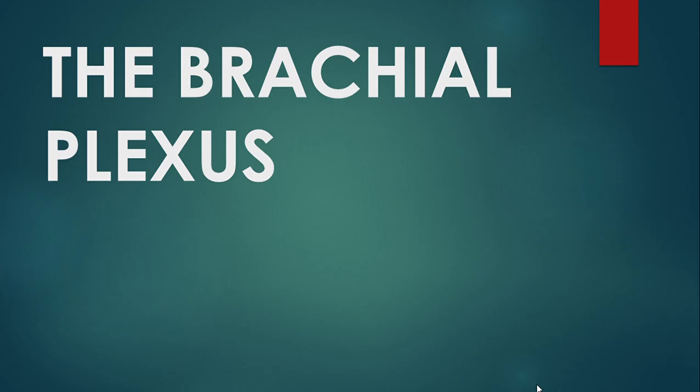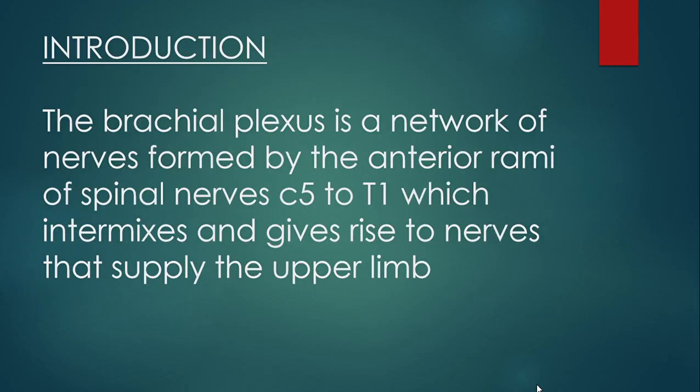Afternoon, everyone. In today's lesson, we'll be talking about the brachial plexus. To begin with, let us first define what this brachial plexus is. So the brachial plexus is simply a network of nerves formed by the anterior rami of the spinal nerves C5 to T1, which intermix and give rise to nerves that supply the upper limb.